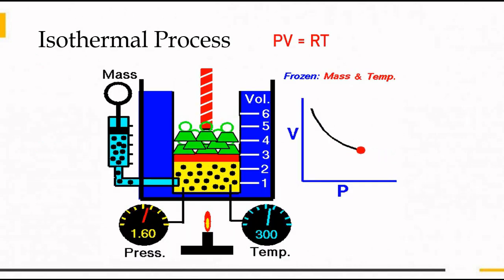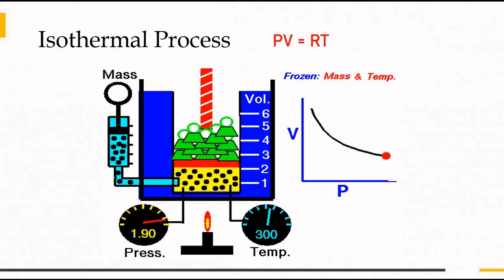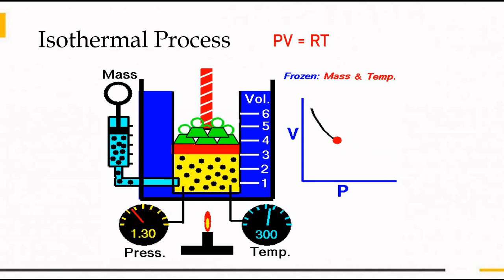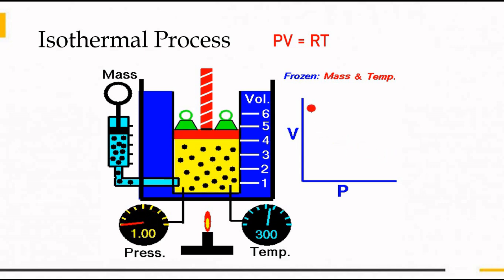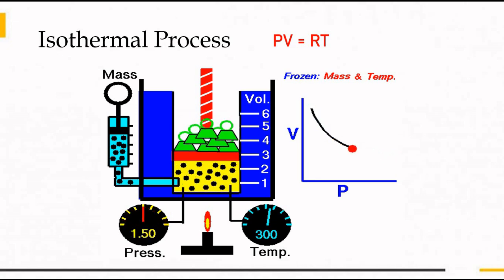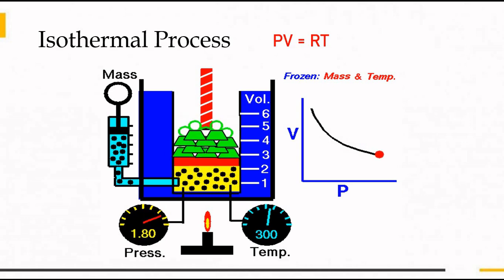This animation will help you to understand isothermal process easily. Here we can see that as the piston goes down, the volume decreases, the pressure increases, and the temperature remains constant. The gas equation for isothermal process is PV equals R into T.